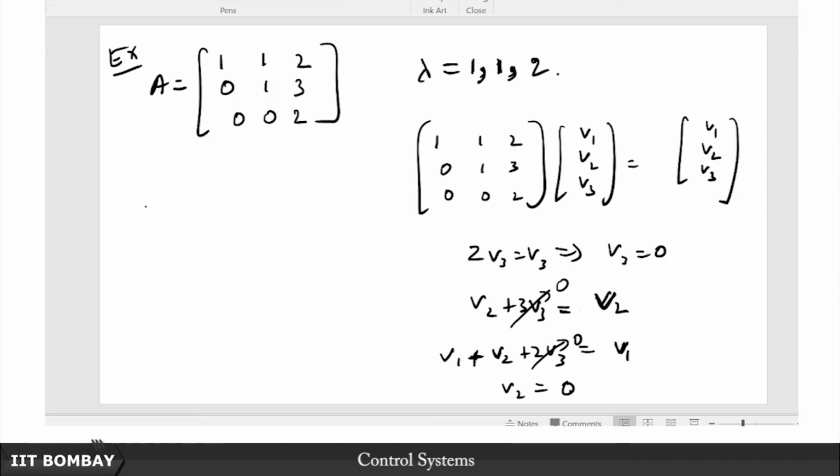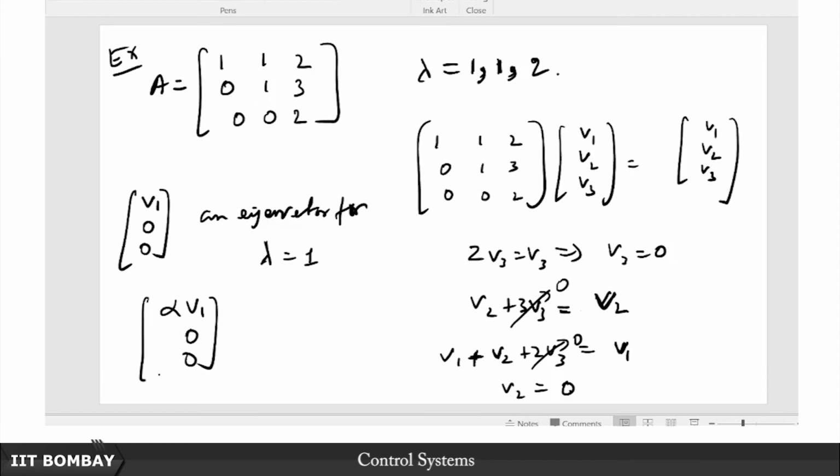The moment I cook up, let us say, a V1 0 0, yeah, an eigenvector for lambda is equal to 1, that is the only eigenvector I can cook up. If I choose, let us say, another alpha times V1 0 0, yeah, this is actually a scaled version of this and therefore linearly dependent, yeah. So you check that minus alpha times V1 0 0 plus alpha V1 0 0 is equal to 0.